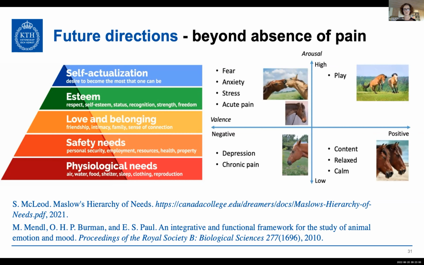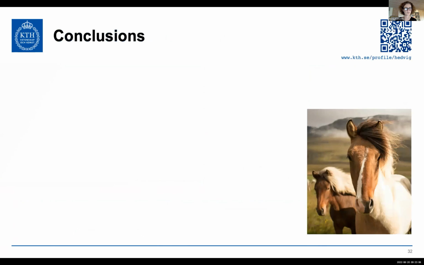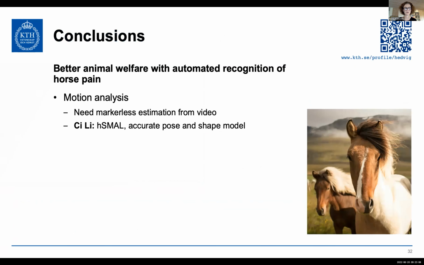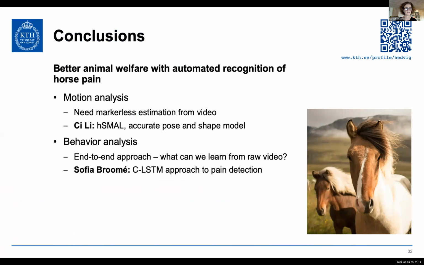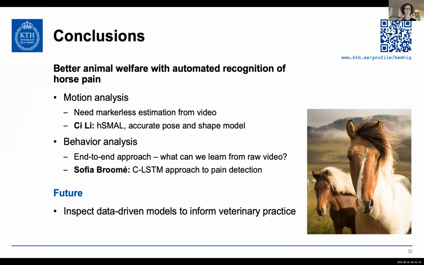You can use the Mendl valence arousal scale to categorize different emotions in horses. To conclude, we do a lot of research on detecting automatically signs of pain in animals. In the future, we would like to continue this, and maybe veterinarians can even learn from these deep learning models, and we can recognize other expressions. Thank you so much.